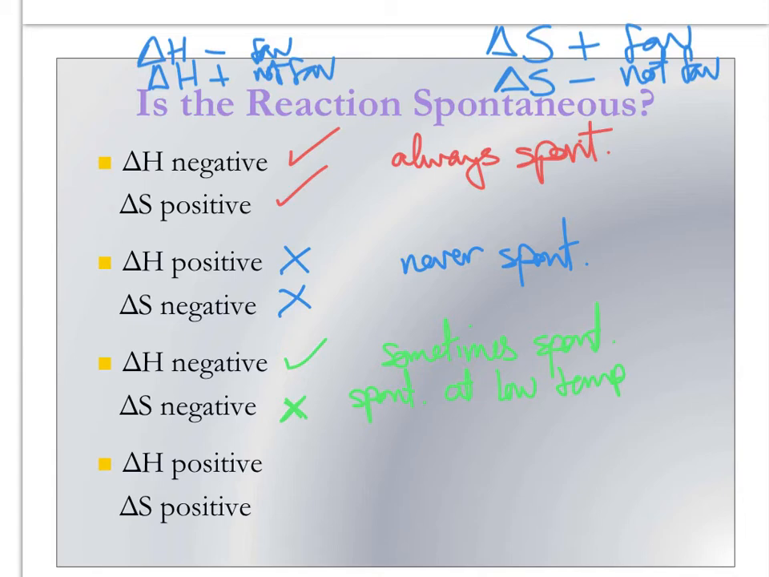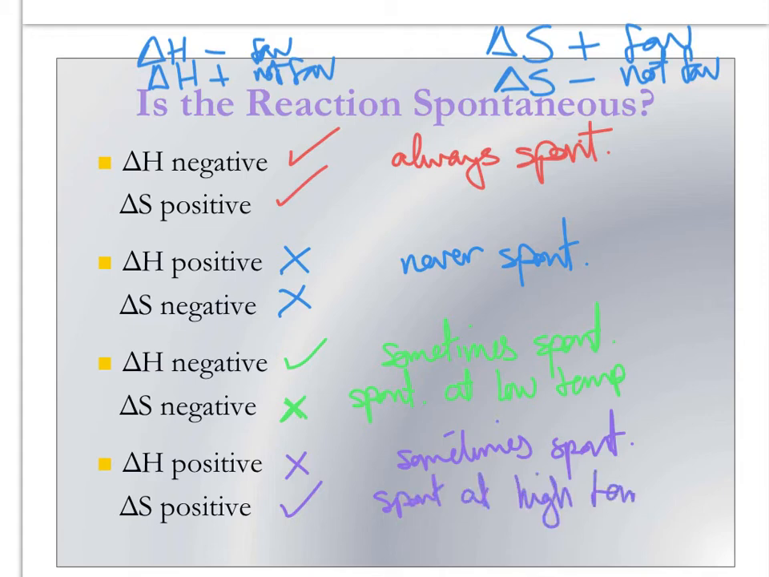All right, last scenario. Delta H is positive. Is that favored? No, that's endothermic. That's not good. How about delta S is positive? Is that favored? Yes, that's going to more disorder, making a mess. That's great. So now what? Again, if it's favored by one and not the other, that means it's sometimes spontaneous. So again, we'll talk about it in a few minutes, but just write in your notes it's spontaneous at high temperatures. So if it's cold, it's not going to go, but if it's warm, it will go. We'll see why in a minute.